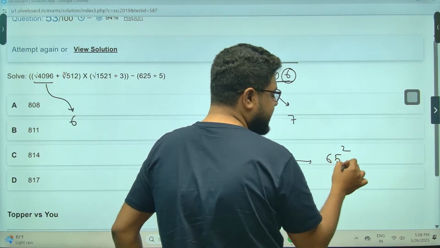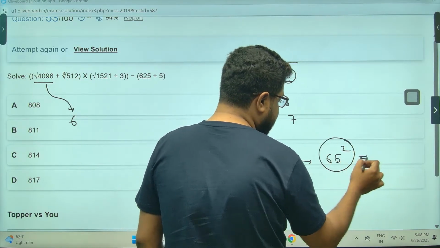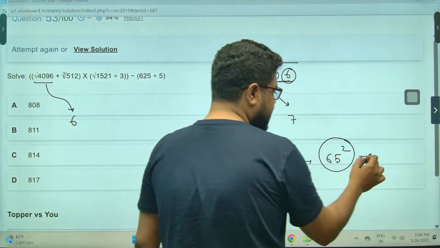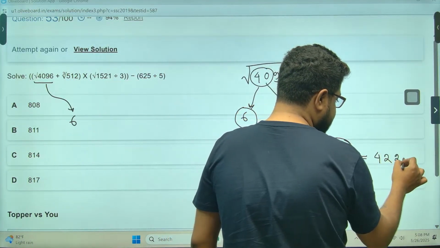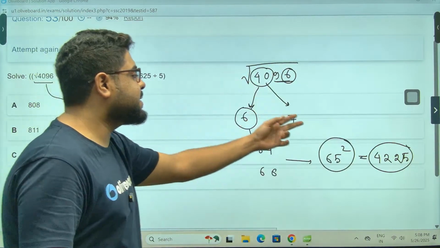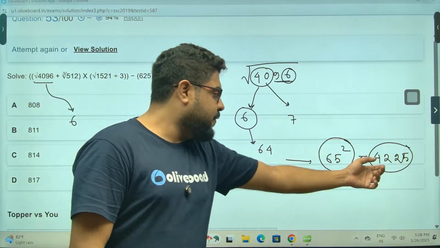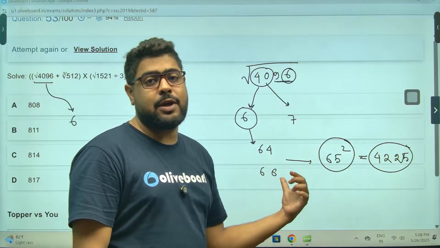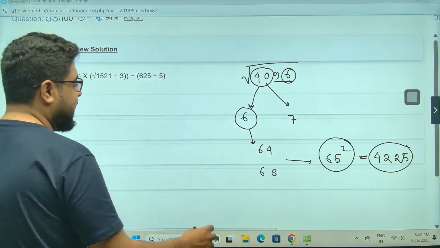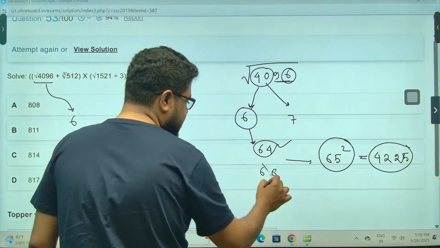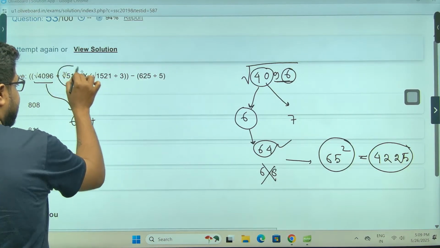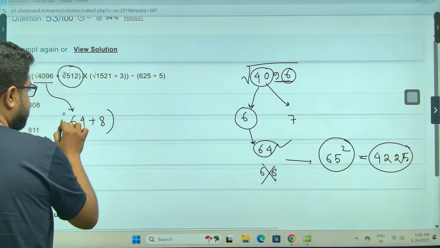Always take the square. And for any number ending in 5, taking the square is 10 seconds, right? 6 into 7, 42, 25. Now, this number 4096 is less than 4225. If it was the root of 4225, my answer would have been 65. It is less, so my answer will be less than 65, that is 64. So this is 8. This much though you should know.